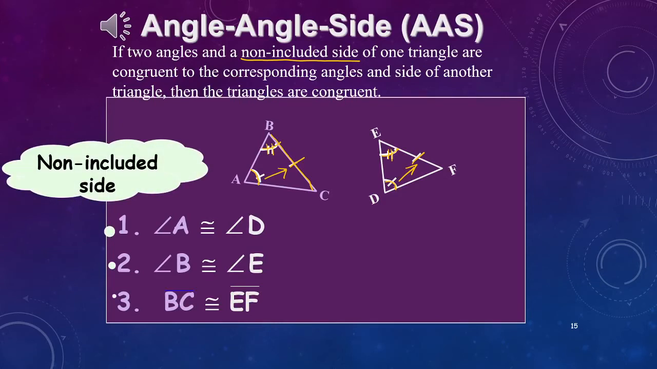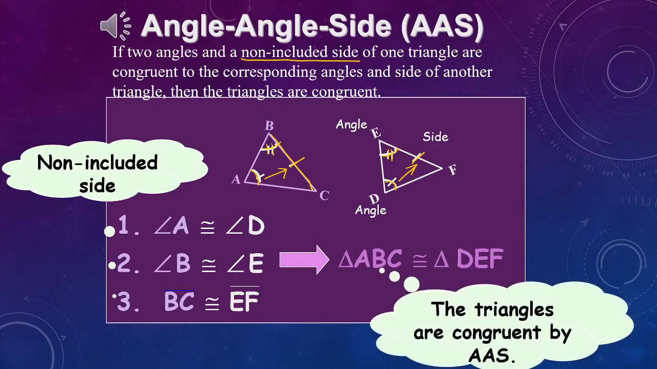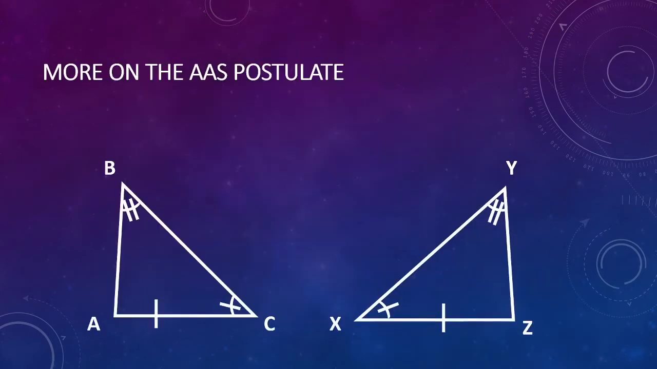So take note, the side here should be non-included. And that's why it's angle, angle, side. And you can say that triangle ABC is congruent to triangle DEF by AAS. Some books make use of SAA for this. Anyway, it's totally the same. AAS and SAA are just the same. Let's have more examples. Can you apply AAS here?